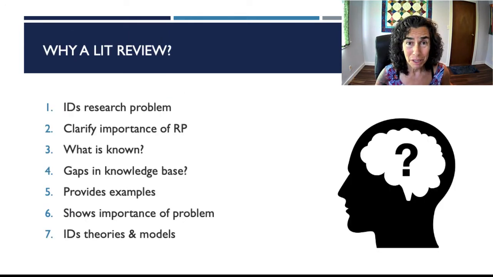Why would we write a literature review? Well, there's a number of different reasons. It identifies a research problem, so it brings attention to it. It clarifies the importance of a research problem, or RP. It also tells us about what is known about the topic. It identifies gaps in the knowledge base, in other words, that hole that I talked to you about last week. It provides examples of other literature and other studies on the topic of interest.